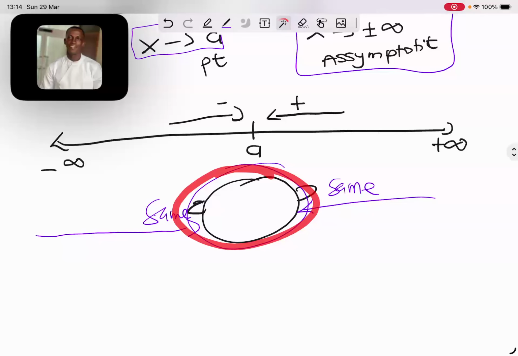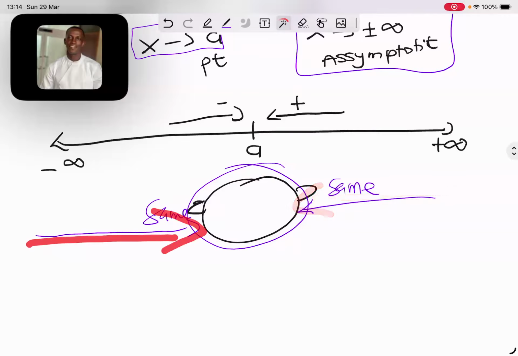For the face to be the limit, it means that the behavior we exhibit with our hands as we approach the person's face from this direction must be the same behavior from the left-hand side direction. If the behavior from this direction is not the same as the behavior from this direction, then indeed the face is not the limit. For the face to be the limit, the behavior in both directions must be the same. Otherwise, the limit does not exist.